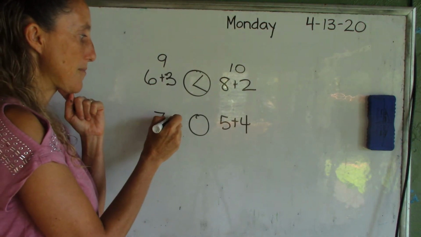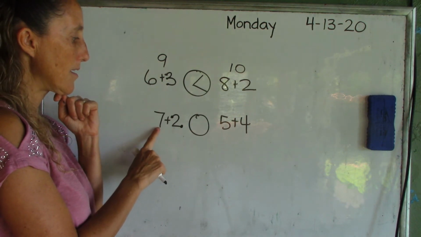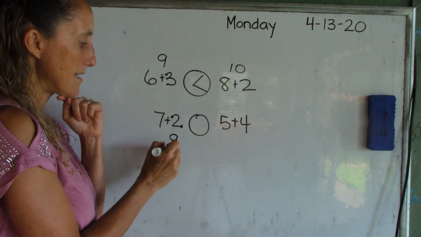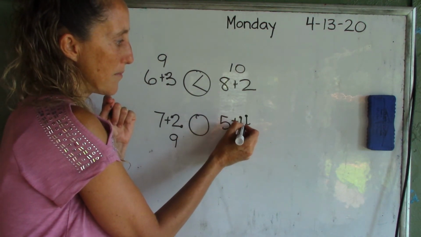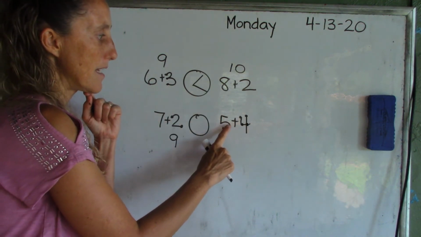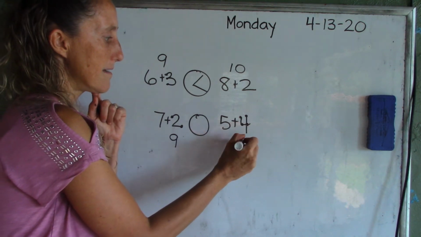And do my touch math with 2 dots on the number 2. Say my bigger numbers, 7, 8, 9. So this side is 9. And I'm going to do the same thing, 4 dots on my number 4 because he's the smaller number. Say the bigger number and count on 5, 6, 7, 8, 9.